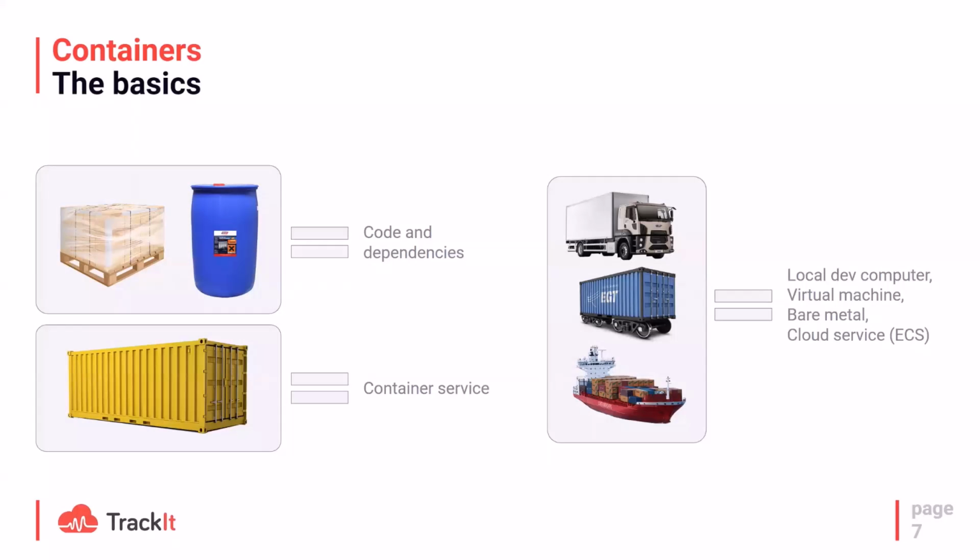And in the IT world, the container is just this metaphor. In this example, the code and the dependencies are the things you store inside your container, your pallets and your barrels. The container by itself is the container engine you want to use. We will see that there is more than one, but mostly one is very famous, which is Docker. And your transportation system is the environment on which you are going to run your code. That could be your local dev computer, a virtual machine, a cloud service, or basically just a server.